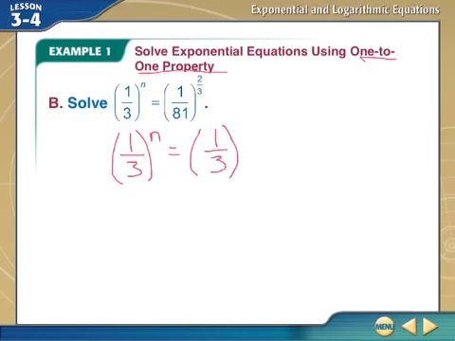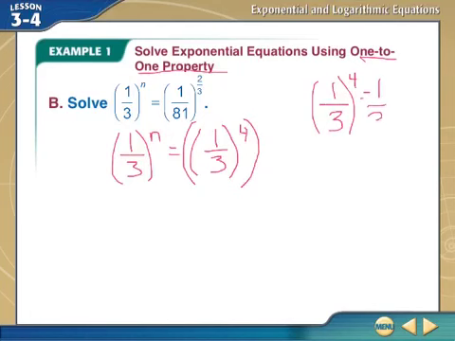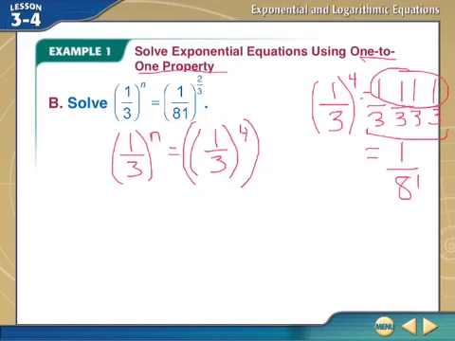So, right here, this is 1/3 to the nth power, but 1 over 81 can be rewritten as 1/3 to the 4th power. The reason why I know it's 1/3 to the 4th is that 1/3 to the 4th is equal to 1/3 times 1/3 times 1/3 times 1/3. On top, when I multiply fractions, I multiply the numerators together, so 1 times 1 times 1 times 1 is just 1. And on bottom, 3 times 3 times 3 times 3 gives me 81. So 1/3 to the 4th is the same as 1 over 81.